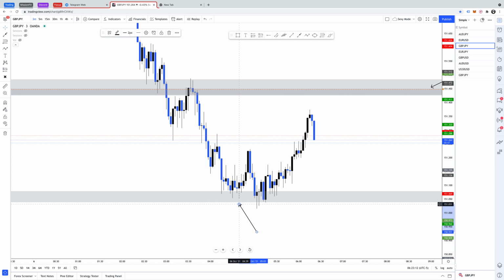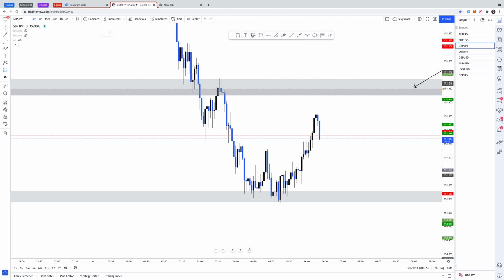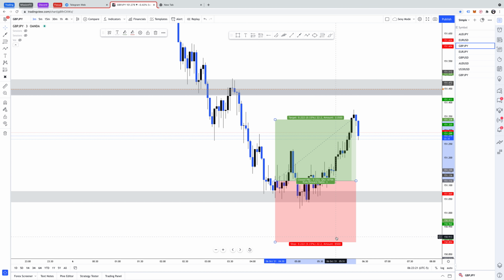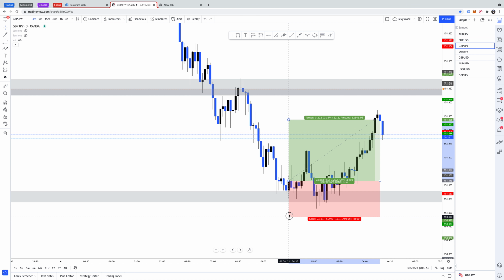So yeah, I mean, this would have been a good trade too. Right here, there's that first bounce, and there's a second bounce here. I don't enter after price has already left the zone. So the entry would be there, stop would be below the zone, and target for me a 1-to-1.